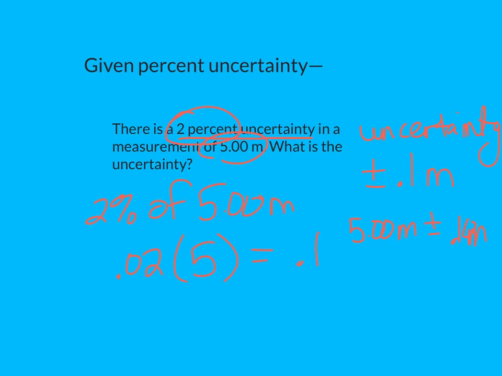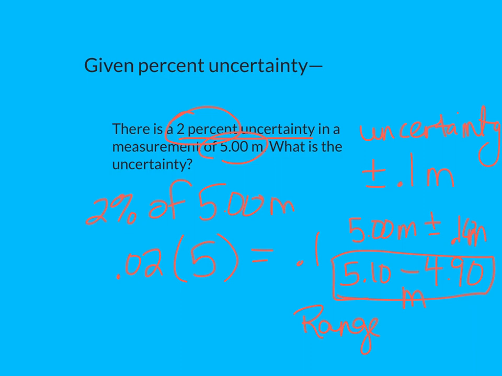So what that tells us is our measurement can be anywhere from 5 plus 0.1, so 5.10 meters, to 5 minus 0.1 meters. So our measurement is somewhere between 5.1 and 4.9 meters. That's the range of possible measurements. Because we don't know that it's exactly 5 meters, because there's that 2% uncertainty, but we can say it's somewhere between 4.90 and 5.10 meters.